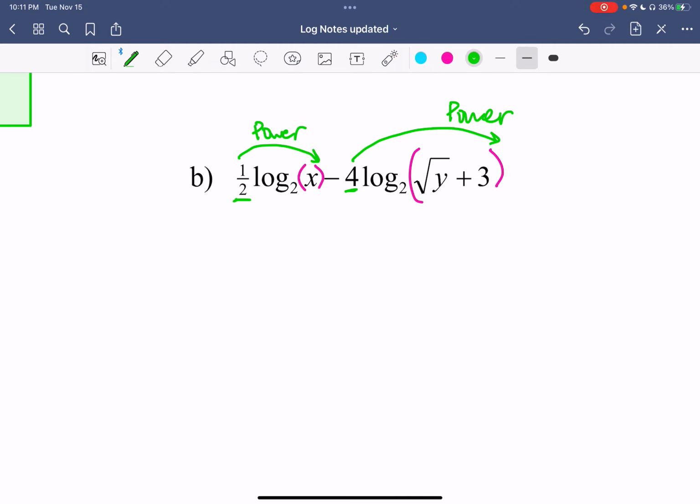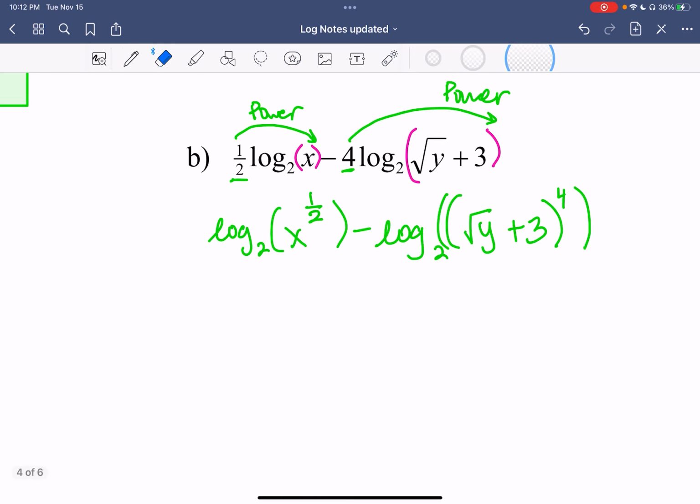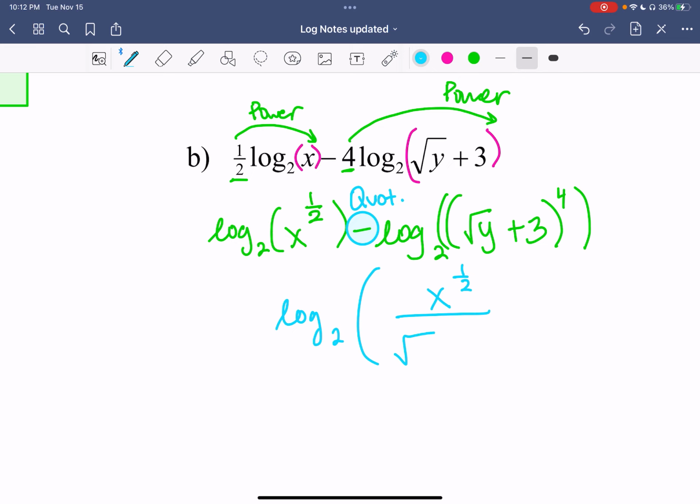Okay, so I'm going to rewrite this as log base 2, and they're both base 2, so make sure you're always checking that they're the same base, of x to the power of 1/2 minus log base 2 of the square root of y plus 3 all to the power of 4. Okay, now the minus, like I said earlier, is going to tell you to apply the quotient law. So I'm going to divide log base 2 of x to the power of 1/2 over the square root of y plus 3 to the power of 4.